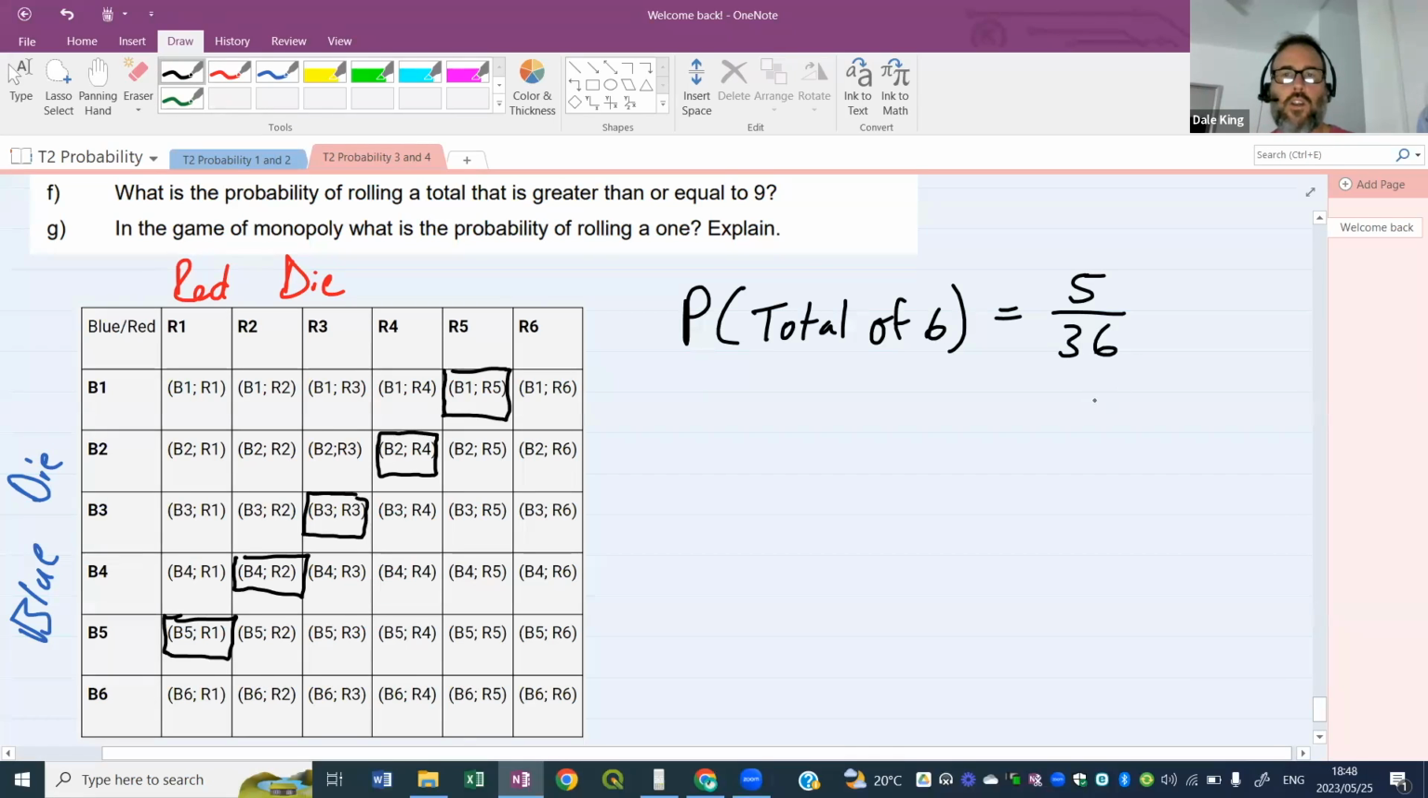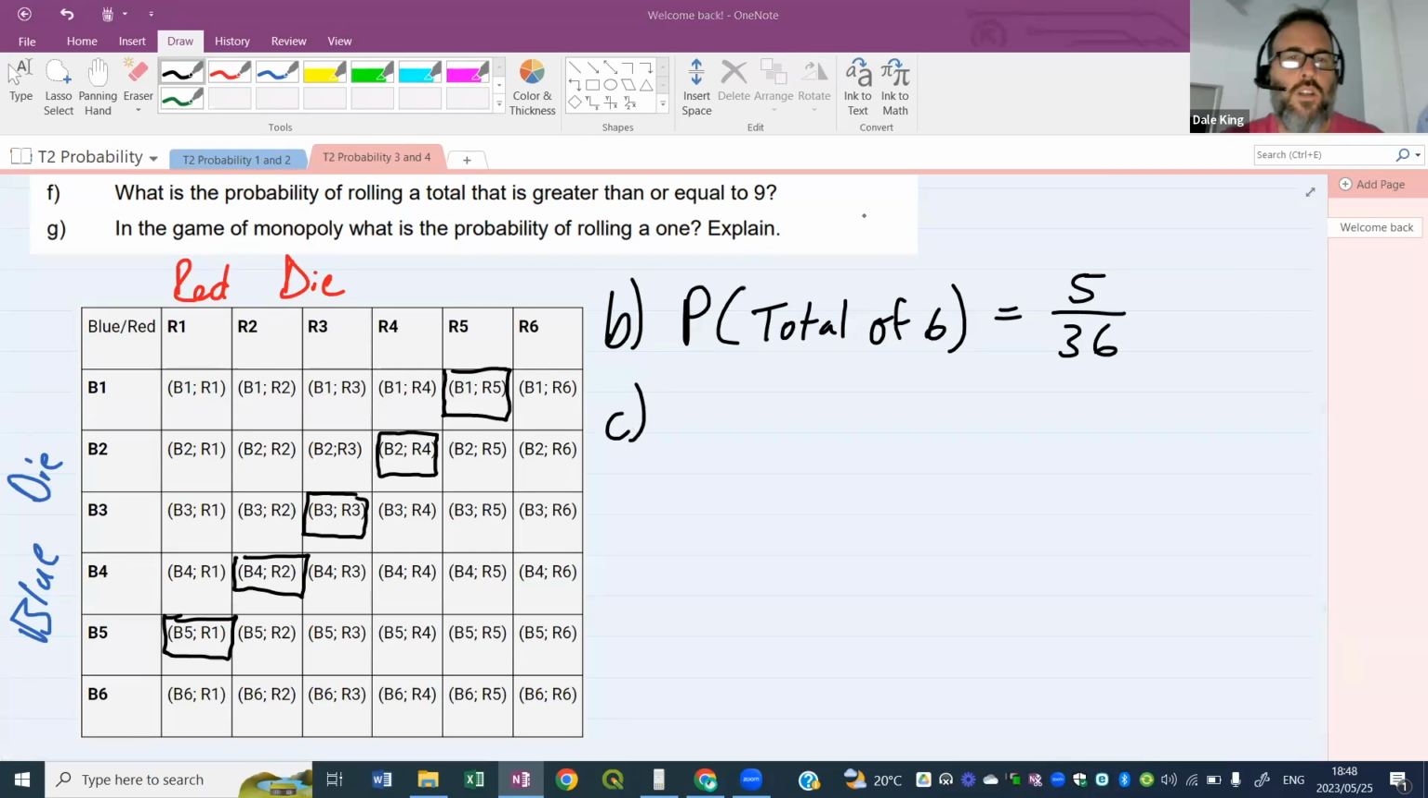There are 36 total possible combinations, and you've picked out 5 that will add up to 6. So the probability of getting a total of 6 when you roll 2 dice is 5 out of 36. Bianca, thank you very much. Thank you, sir. Well done.